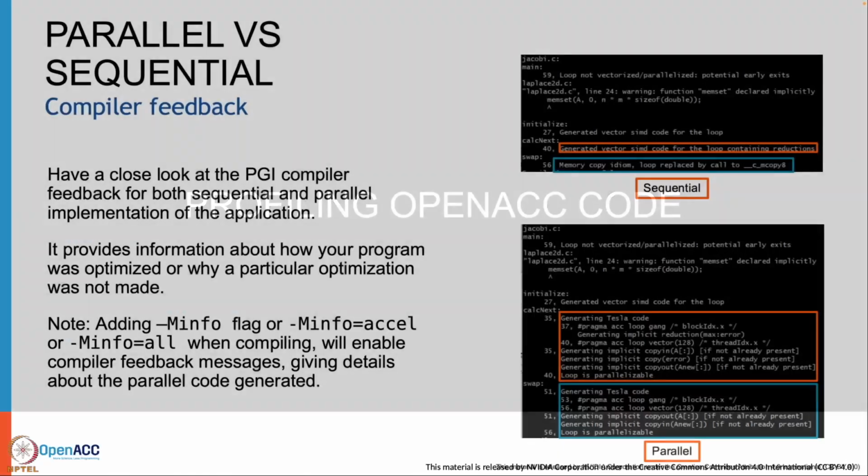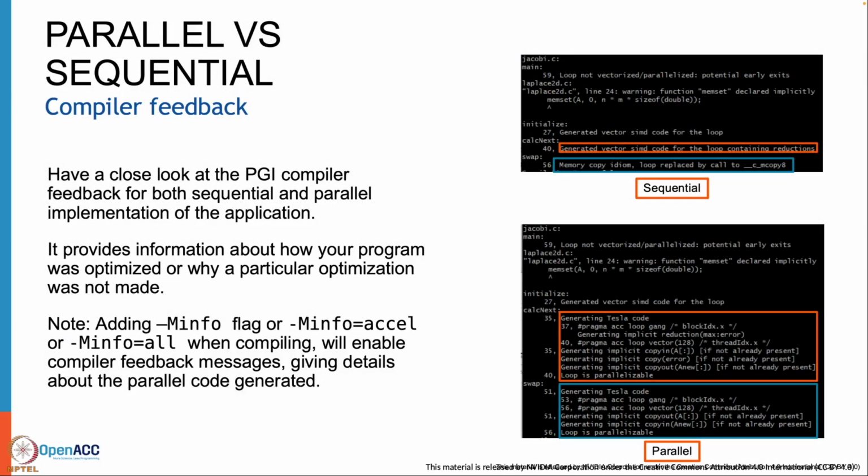Now let us look at how we profile OpenACC code. So looking at the compiler feedback, you should look at what the PGI compiler feedback is for both sequential and parallel implementations of the application. It provides information about how your program was optimized or why a particular optimization was not made. Adding the minfo flag, using -Minfo=accel or -Minfo=all when compiling, will enable this compiler feedback, giving details about the parallel code being generated by the compiler.